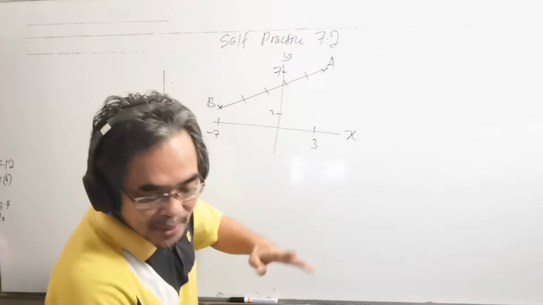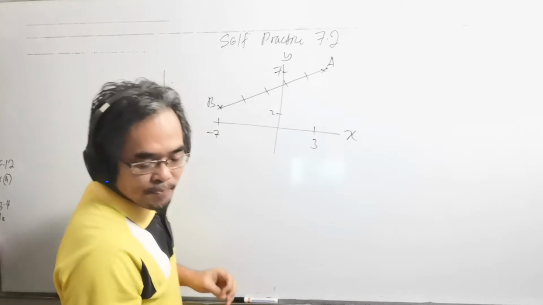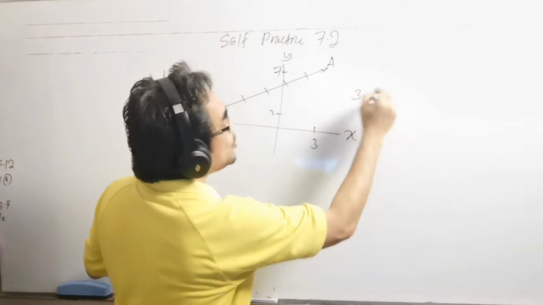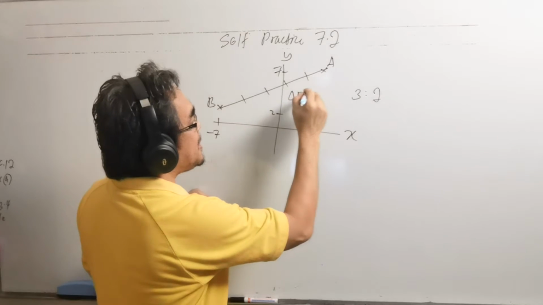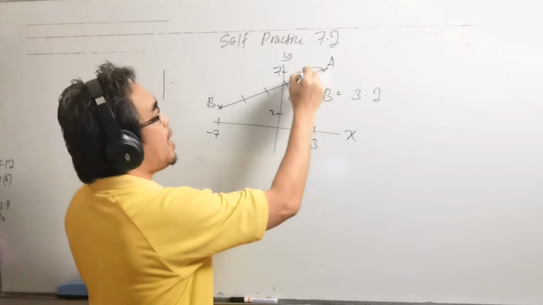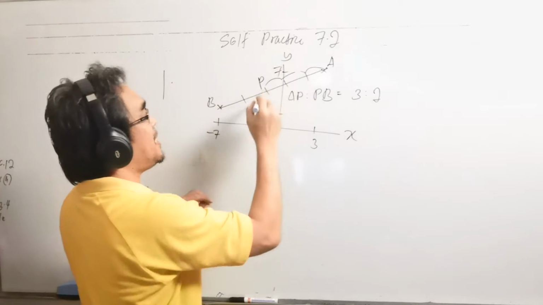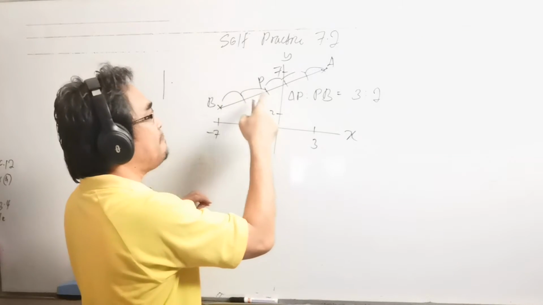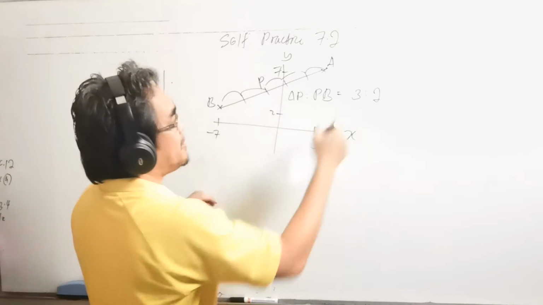From A, it will be 3 parts, because it says the ratio is 3 to 2. It means AP to PB is 3 to 2, means 1, 2, 3. So P is here, 1, 2. Okay, from A is 3 parts and P to B is 2 parts.